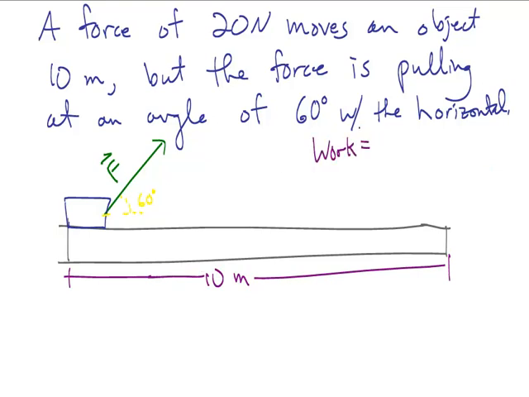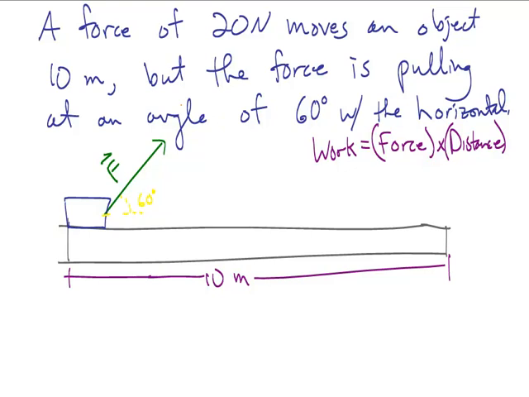But we have to think about, are all 20 newtons of that force vector going towards pulling that object? Well, no, of course not. But there is going to be a certain portion of that force vector that's going towards pulling that object. What portion is that going to be?